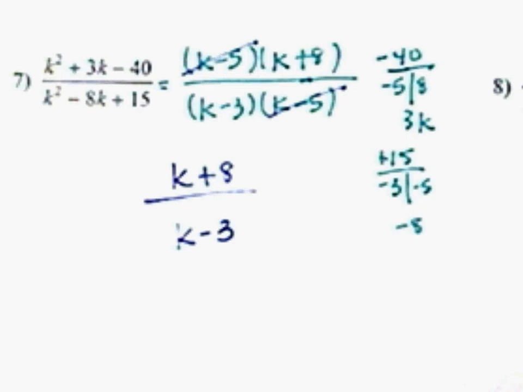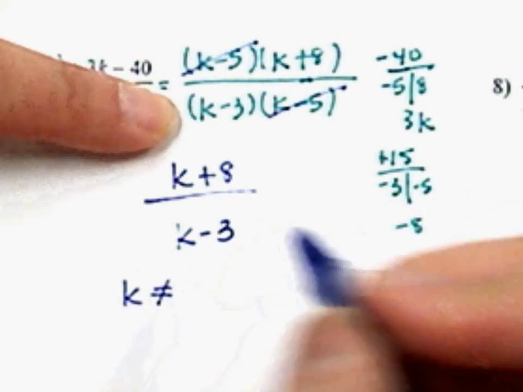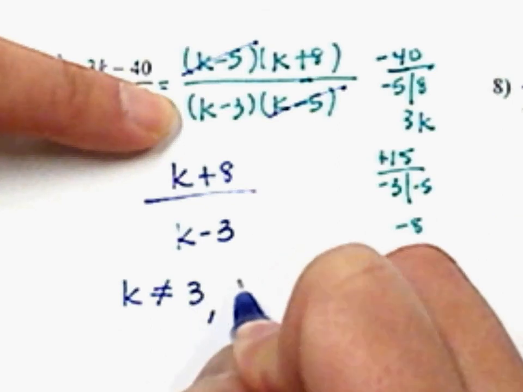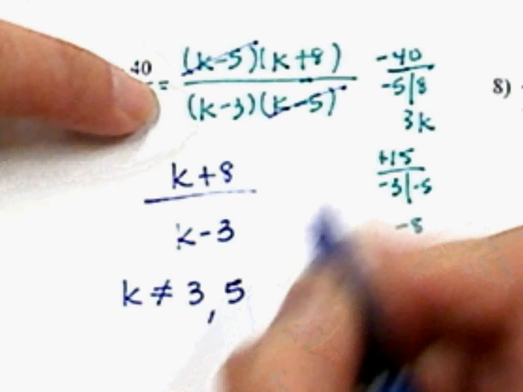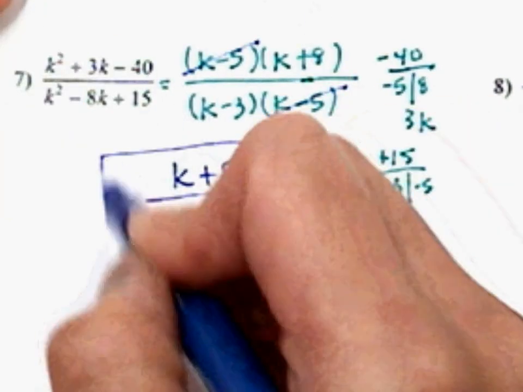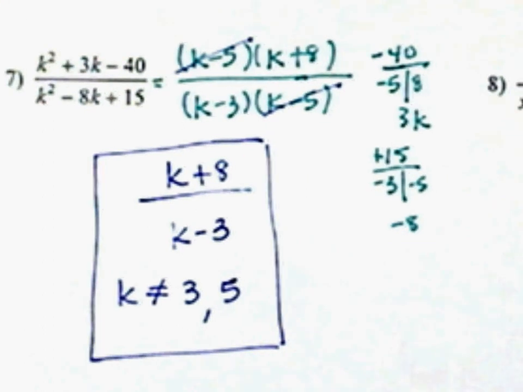Okay? What can k not be? 3 and what else? Positive 5. It's always in the denominator. It's always in your denominator. Okay, there's number 7. Not bad? Okay. Number 8. All right.